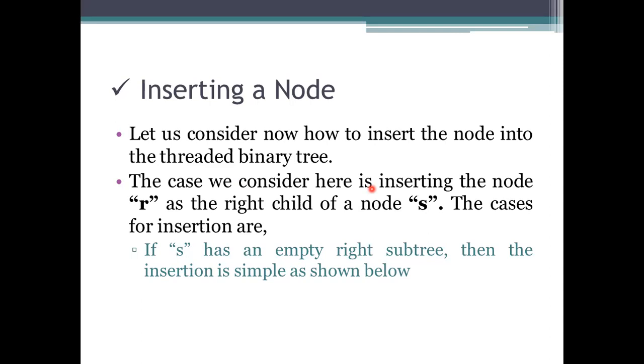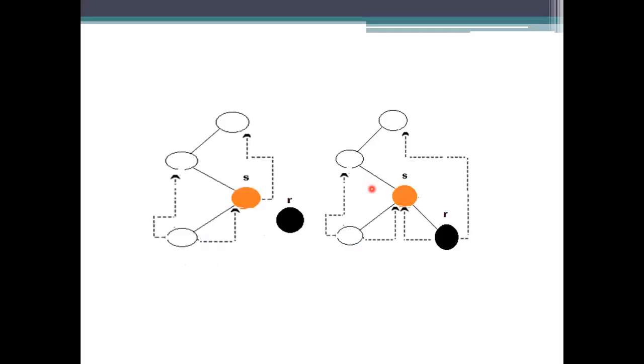So here we need to see whether S has an empty right subtree or not. If it has an empty right subtree, then the insertion is very easy. If you have space to add it, it gets added, satisfying the properties of the right subtree, and it allows these values to be added easily. If not, what happens here?